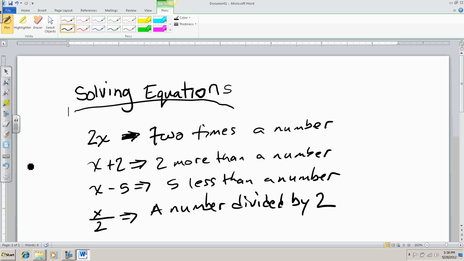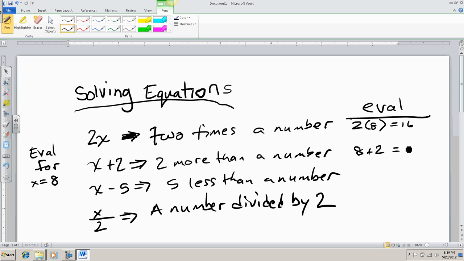Okay, and remember how we evaluated those? So now let's evaluate them. You evaluate for x equals, let's say, 8. So 2x, we can evaluate that. 2x is 2 times 8, or 16. X plus 2, evaluate for x equals 8. That's 8 plus 2 equals 10. Evaluate 5 less than a number. If the number is 8, 8 minus 5 equals 3. A number divided by 2, 8 divided by 2 equals 4.